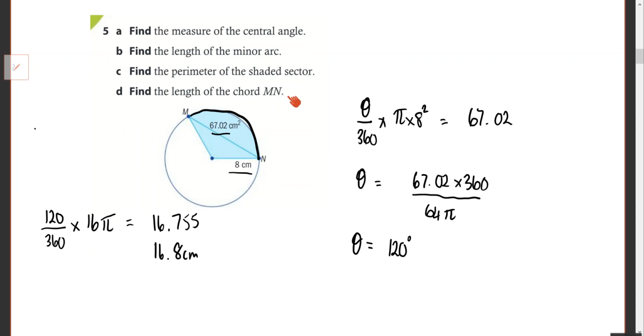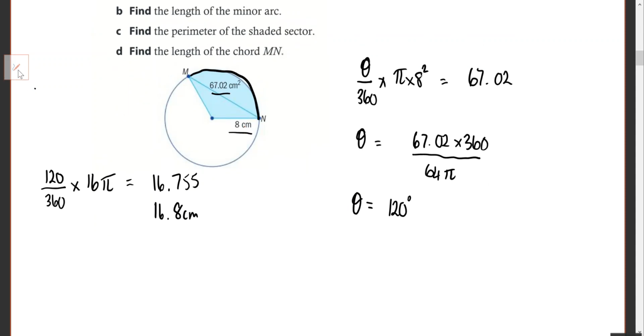Find the perimeter of the shaded sector. That is as simple as, well, if I know the arc length is 16.8 and then I've got 8 and 8, so plus 16, you get the answer 32.8 centimeters is the perimeter.